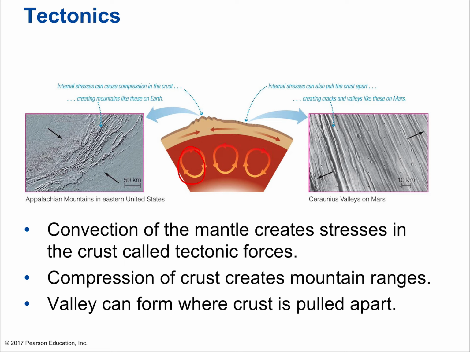Convection also occurs in a boiling pot of water. Convection also occurs in atmospheres, okay? It just requires a fluid. So convection of the mantle creates stresses in the crust called tectonic forces. Compression of the crust creates mountain ranges. Valleys can form where the crust is pulled apart.